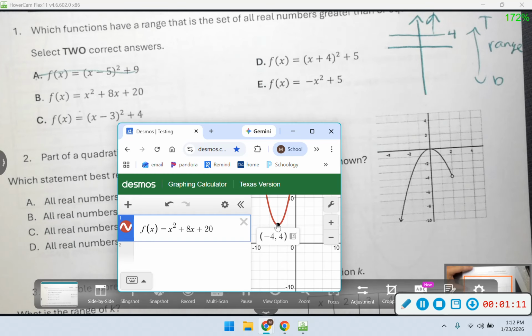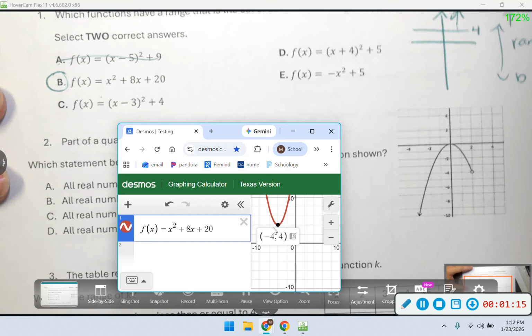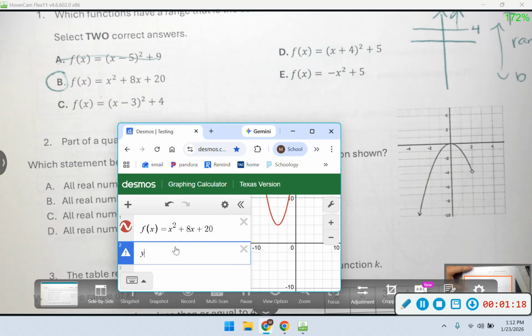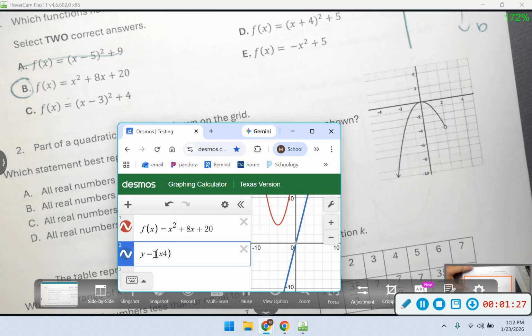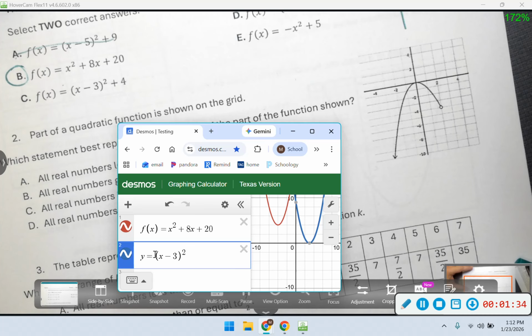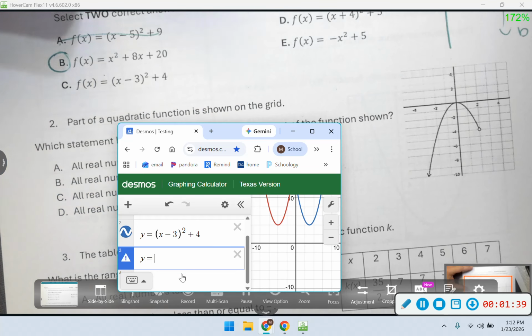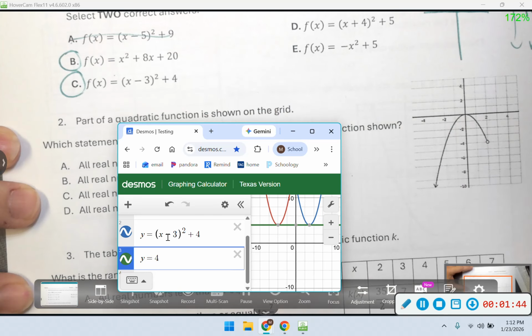Okay, this one does go to y is 4, so this is an answer, because you could even type in y equals 4, and we're looking for the graphs that start on that line and go up forever, so that is an answer. If we try x minus 3 squared plus 4, oh, I deleted the y equals 4. So that one also goes through. This is the blue line, so this is C. So there's my two answers.